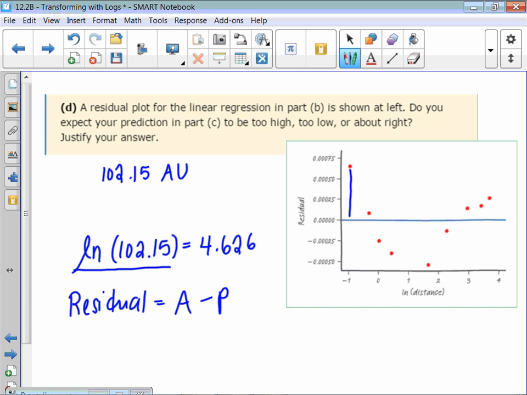This right here is our predicted distance. So ln of the distance, 4.6, so that's about right here. We could add a little dot, right? So it looks like it's going to be above that residual line. So my predicted would be plugged in here. My actual is going to be higher because I got a positive number.